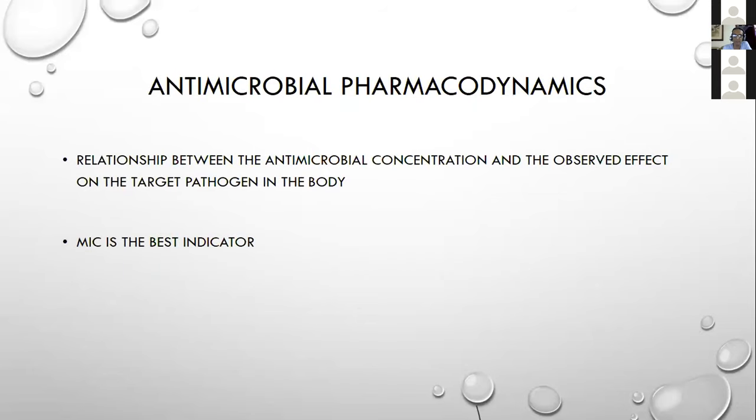Antimicrobial pharmacodynamics is basically the relationship between the antimicrobial concentration and the observed effect on the target pathogen in the body. The best indicator for this is your MIC, the minimal inhibitory concentration. Unfortunately, in my unit, I've tried getting the MICs done and I'm not successful. That is all the more reason why you need to give a higher dose of antibiotics, and I'll defend my statement.